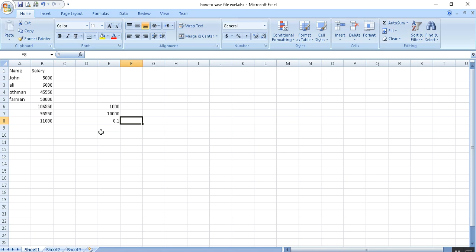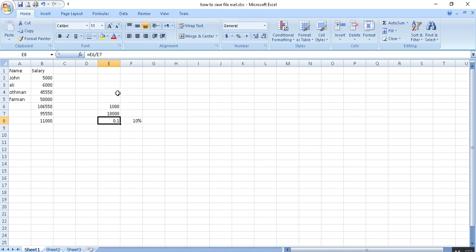So when you multiply this by 100, the percentage will show, that is 10%. Even if you mention the percentage sign here, it will be wrong. If you are multiplying by 100, you have to multiply by 1, then it will become the same percentage.